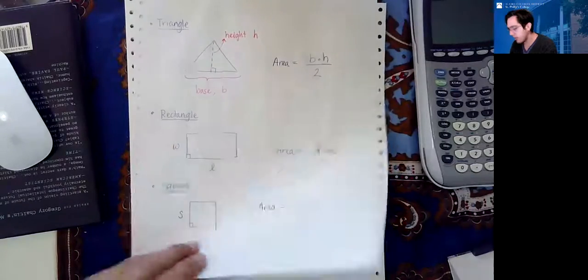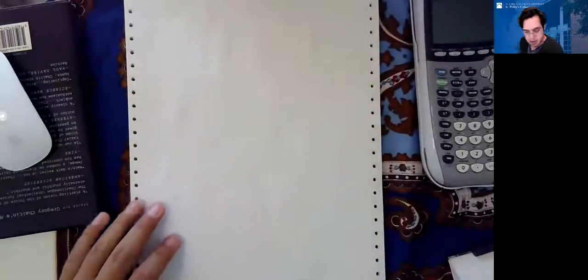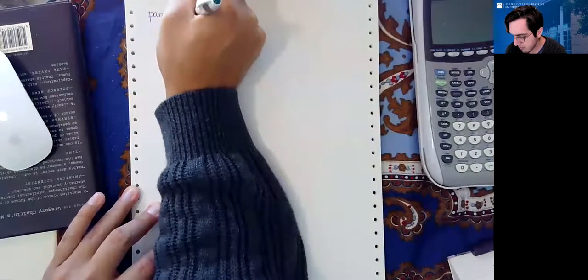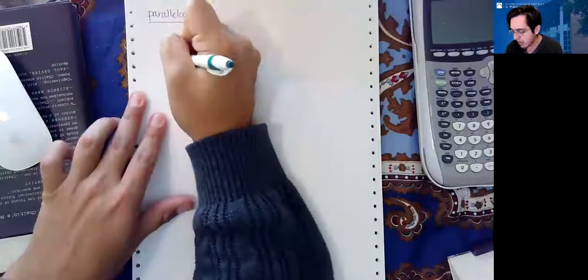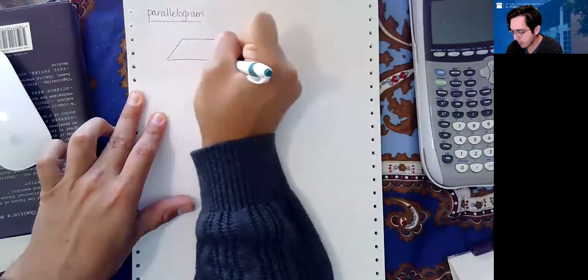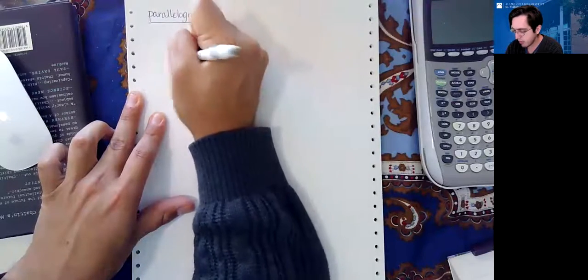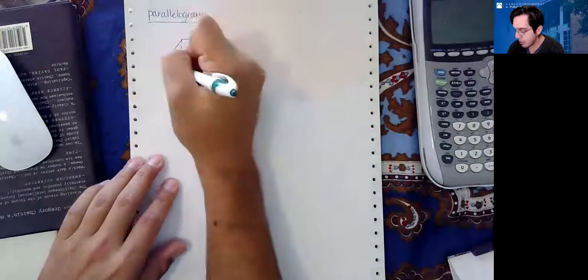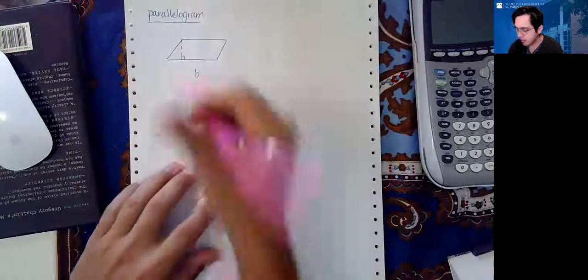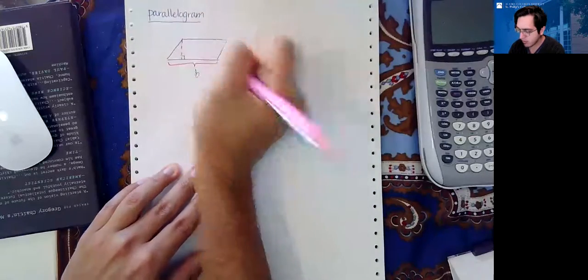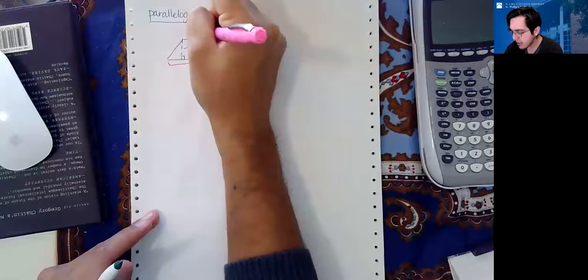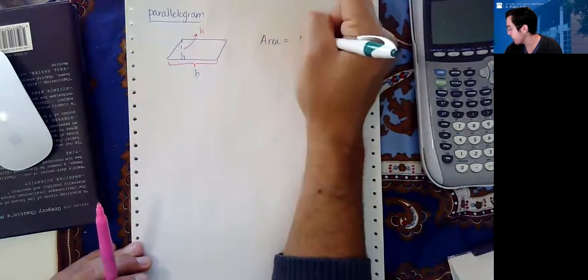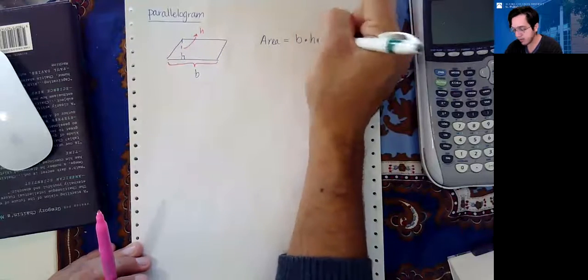Then finally, we have two other shapes. There's a parallelogram. And the parallelogram sort of looks like a slanted rectangle. And for this one, we just need the base of the parallelogram, so B, and the height of the parallelogram. The area will be equal to the base times the height.